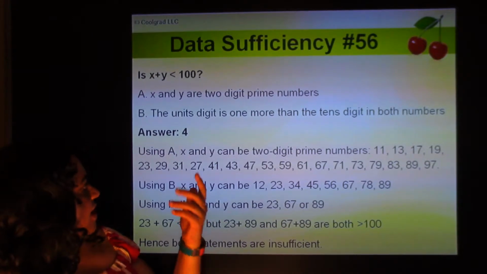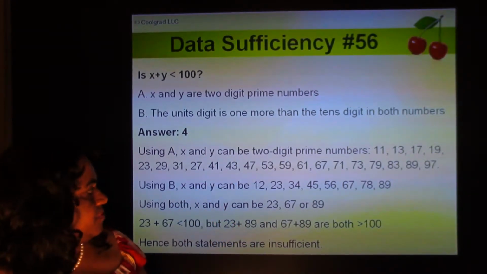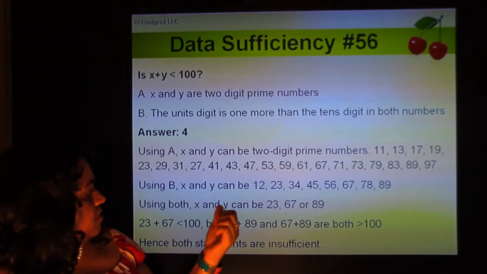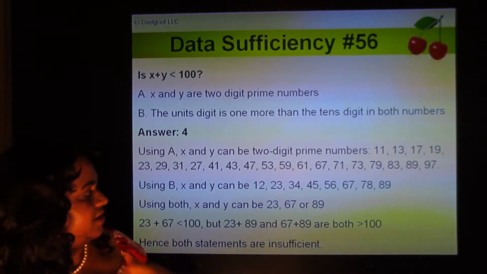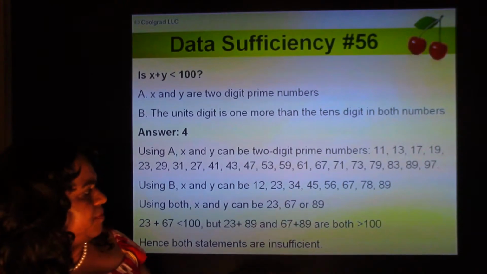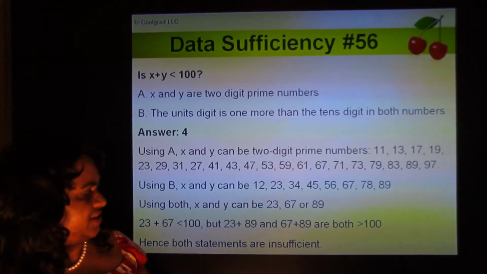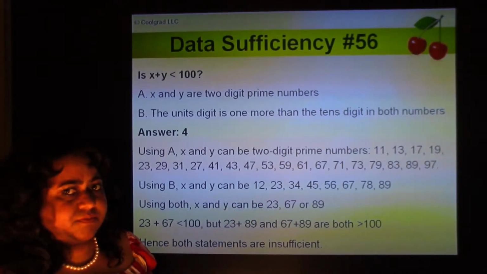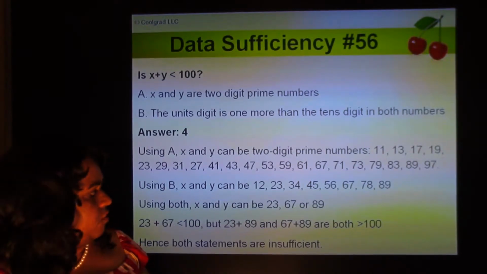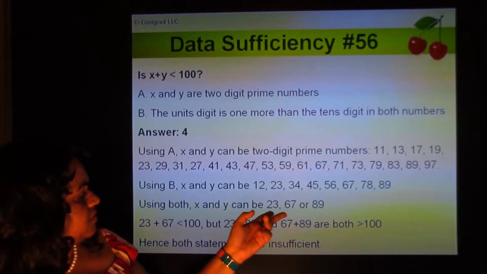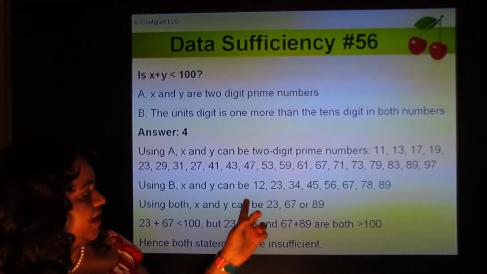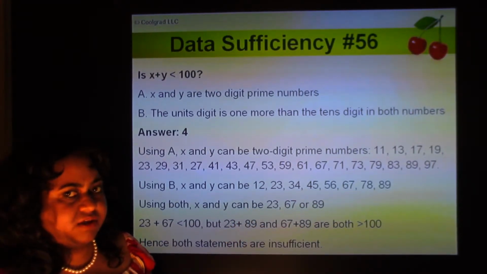So clearly A and B alone are insufficient, but using both A and B, we can still have the numbers as 23, 67 or 89. So they are prime numbers and the units digit is 1 more than the tens. So they meet both criteria, but we can have three numbers. So x and y can be any of these three.